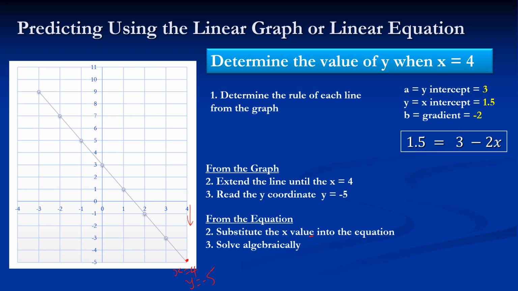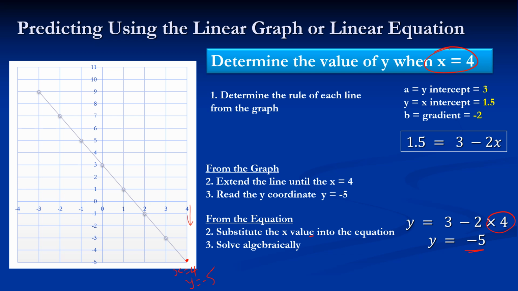We can also do it from the equation, and so all we want to do is, for example, substitute the value into the equation and then solve algebraically. So in this case, when x equals 4, all we're doing is putting in the x value of 4. So y equals 3 take 2 times 4, which is 3 take 8. 3 take 8 is -5.